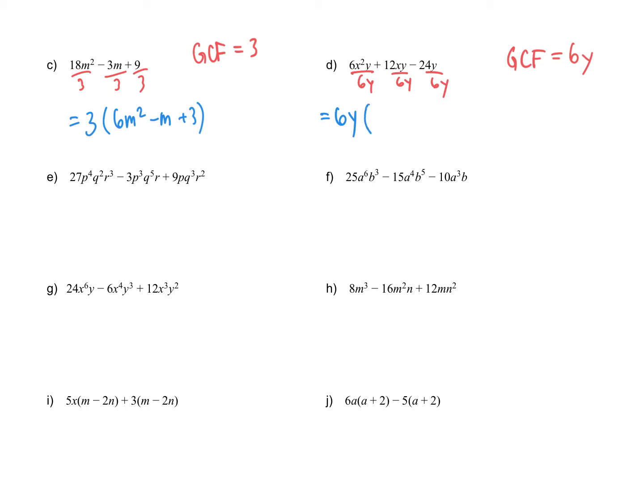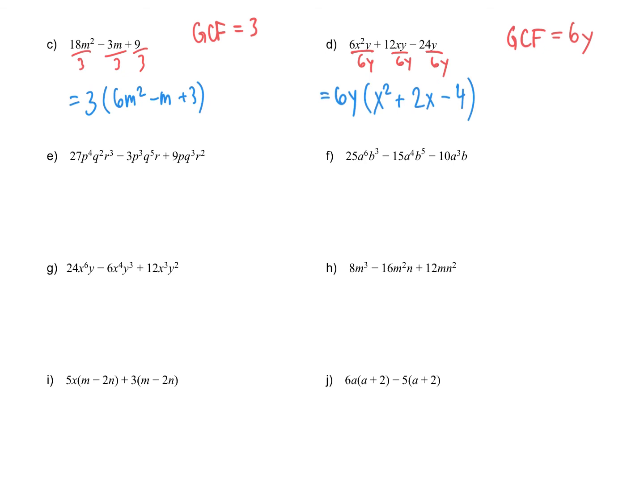So I open up my bracket. 6 divided by 6 is 1. The x squared stays, and the y's cancel out. Then 12 divided by 6 is 2. The x stays, the y's cancel out. Negative 24 divided by 6 is negative 4, and the y's cancel out. And there you have it.